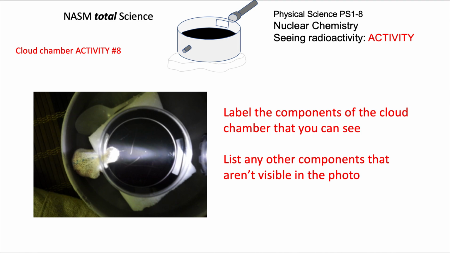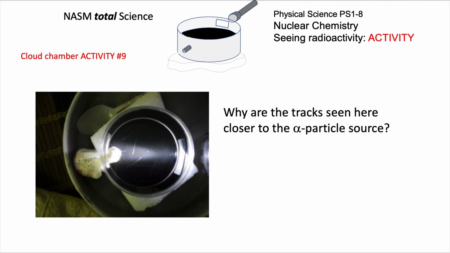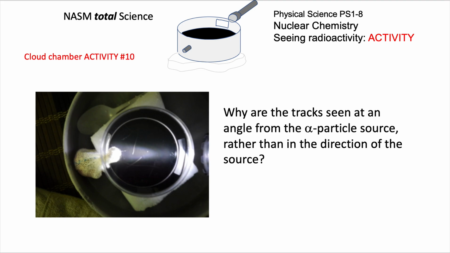So what are the features that we can see? This is a bird's eye view above the cloud chamber, and if there's anything you can't see, just list those components separately. And again, pause. Activity number 9, why are the tracks seen here close to the alpha particle source? And you can pause while you answer that.